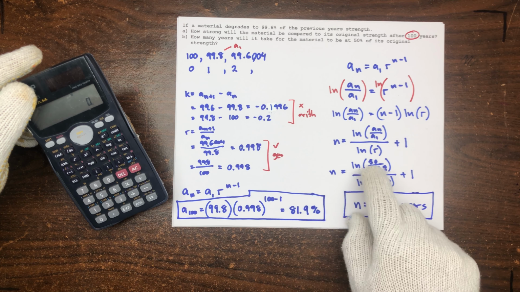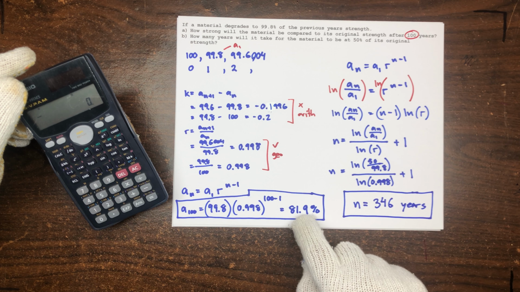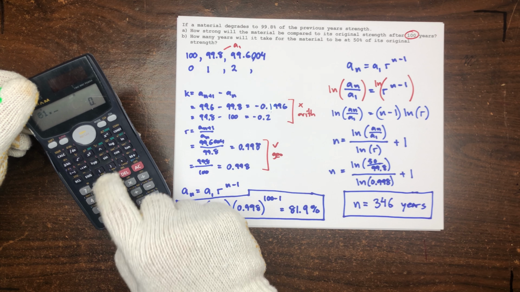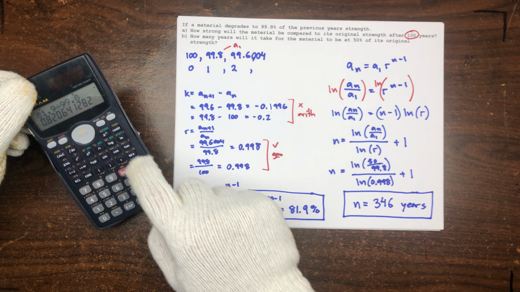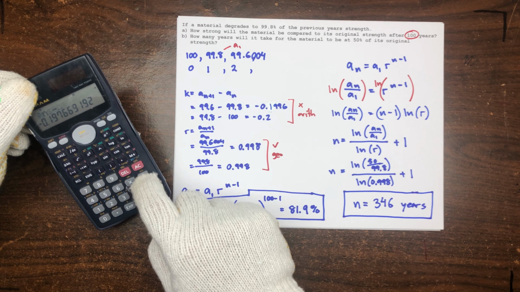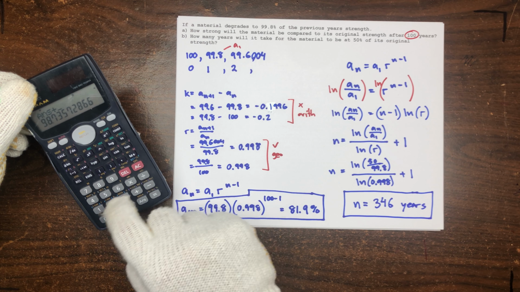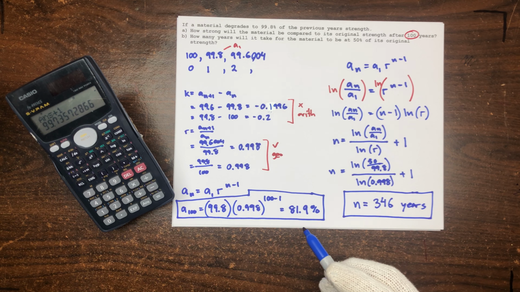Always a good thing to do is maybe just check the previous answer, because we know a to the n was 81.9. So let's just check that. So ln of 81.9 divided by 99.8, divided by ln of the ratio, which was 0.998, plus 1. And look at that, we're at 99.7 years. And that's probably just to do with some rounding here.